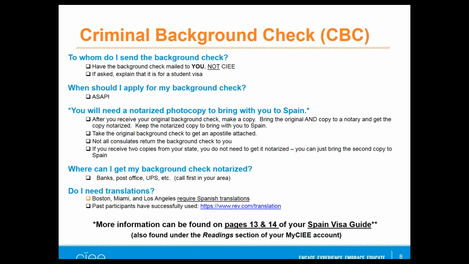The ministry in Spain now requires that all teachers bring a notarized copy of your background check with you. And so we recommend that you make a photocopy and have that notarized before you apply for your visa, as many consulates are not going to return your original background check to you. If your state gives you an extra copy of your background check, then you don't need a photocopy. You don't need to notarize it, you just bring that second copy with you to Spain. But in the case that they don't do that, when you get your original background check, make a copy of it, bring it to the bank or wherever there is a local notary, and have them notarize the copy of your background check. That one is going to be for you to bring to Spain.